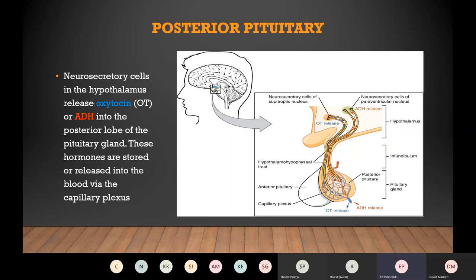And then when they are produced, they travel with the hypothalamo-hypophyseal tracts. So it's like nerve endings, right? Just think of it as nerves. They travel down to the posterior pituitary, and then they're stored or released into the blood via the capillary plexuses.